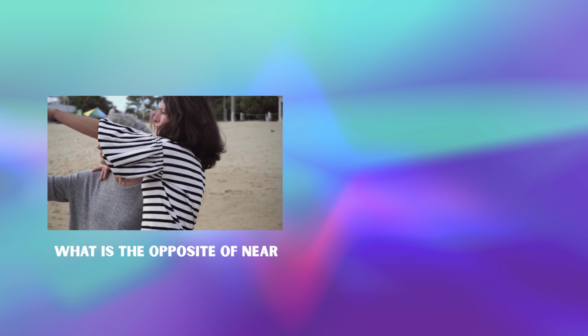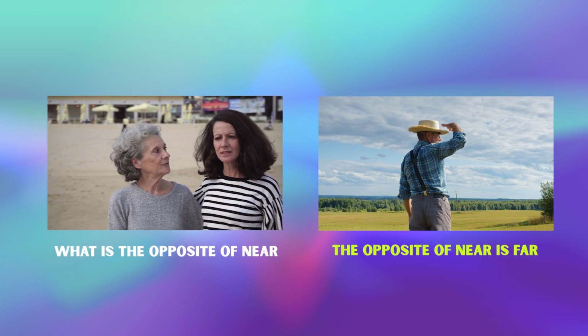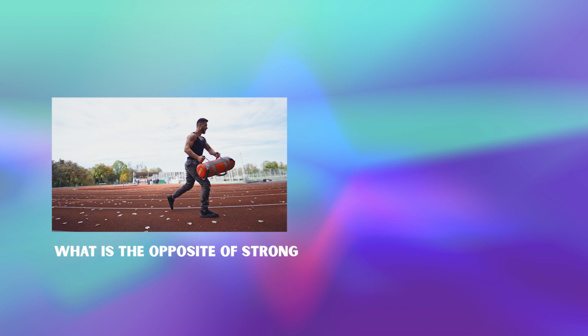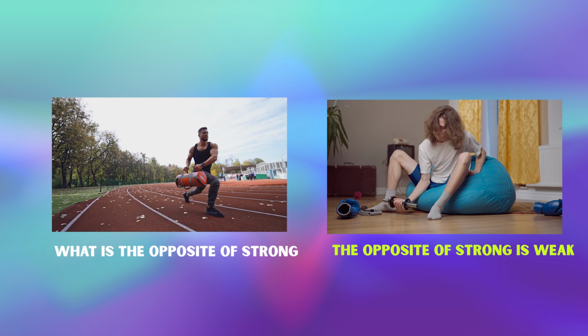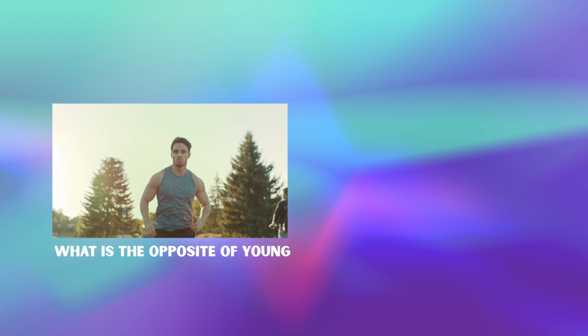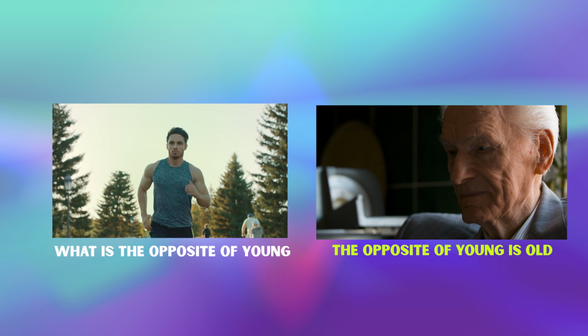What is the opposite of near? The opposite of near is far. What is the opposite of strong? The opposite of strong is weak. What is the opposite of young? The opposite of young is old.